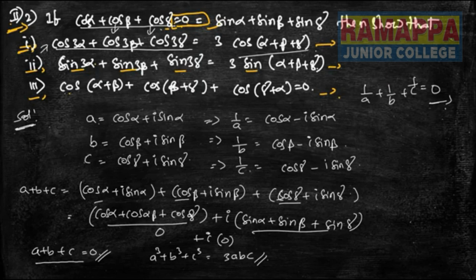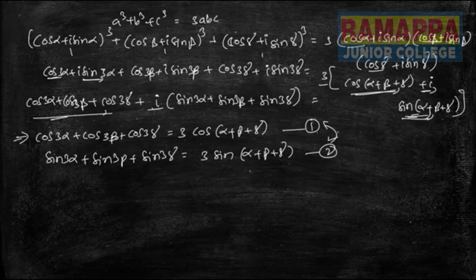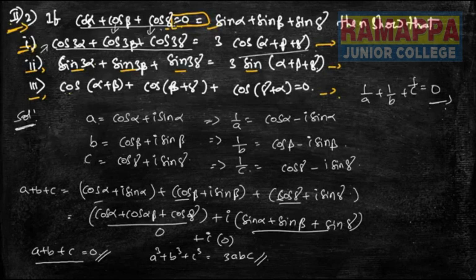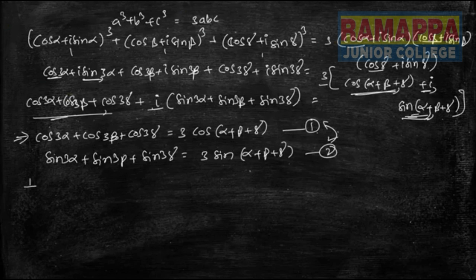Here we have to show that cos(alpha plus beta) plus cos(beta plus gamma) plus cos(gamma plus alpha) is equal to 0. Okay, I will do it here only. I already did this: 1 by a plus 1 by b plus 1 by c is equal to 0. So I will take this one, 1 by a plus 1 by b plus 1 by c is equal to 0.